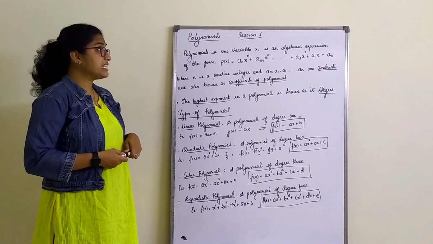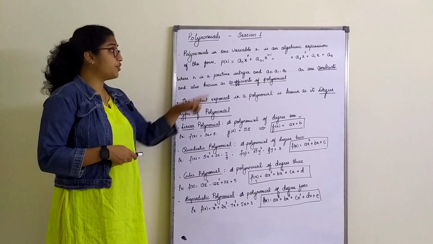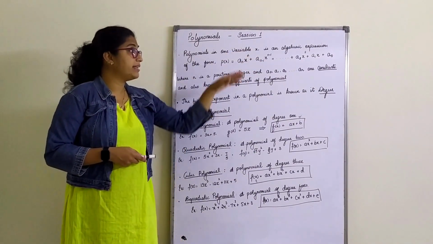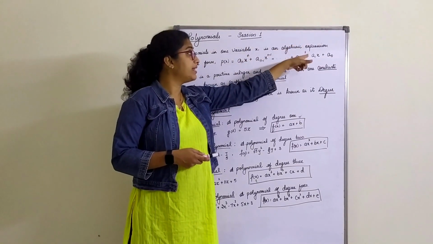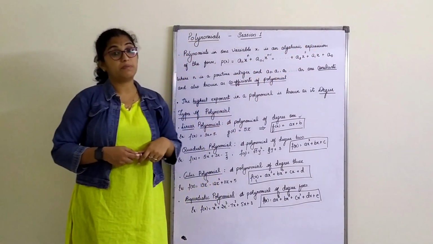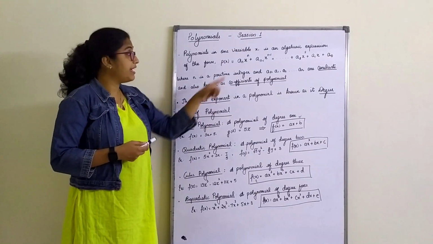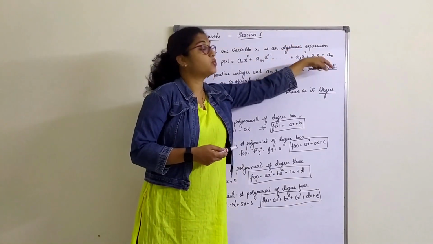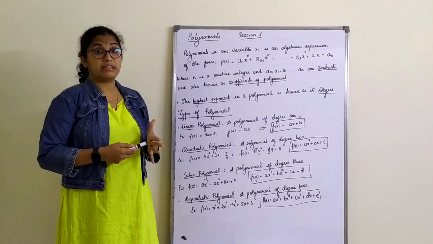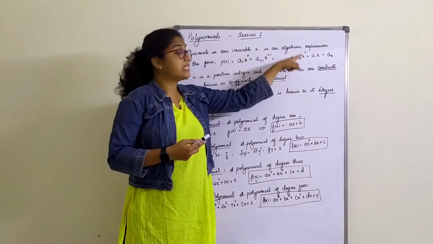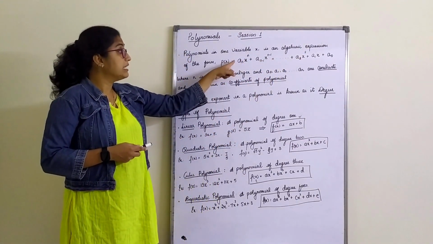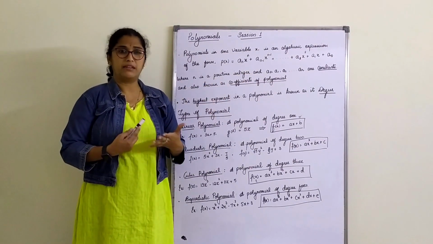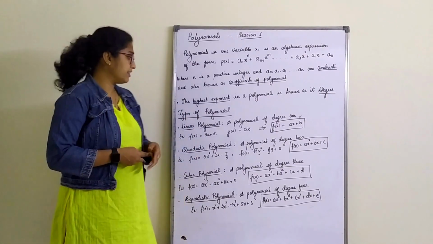A polynomial in one variable x is an algebraic expression of the form a_n x raised to n plus a_(n-1) x raised to n minus 1, and so on, up to a_2 x square plus a_1 x plus a_0, where a_n, a_(n-1), a_2, a_1 and a_0 are nothing but constants, and x is the variable. These constants are also called the coefficients of the polynomial, which you have already studied in standard 9.